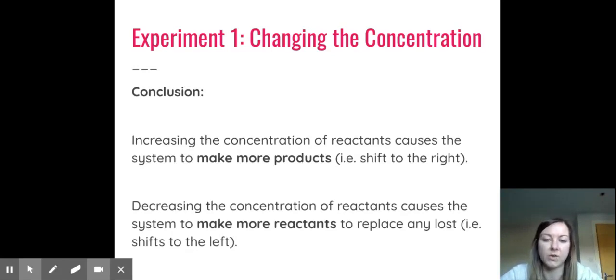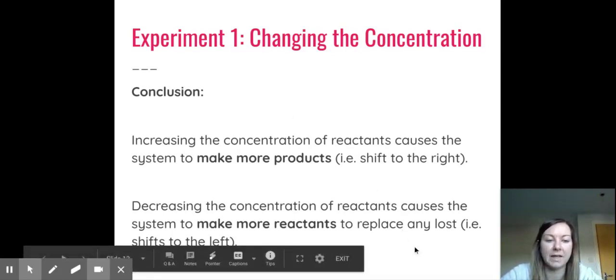If you decrease the concentration of the reactants, that causes the system to make more reactants. Again, you have taken some reactants away. The system wants to replenish those that have been lost. So the equilibrium will shift to the left, which is the reactant side, to replace those lost reactants. So it just tries to counteract whichever change you make to it.